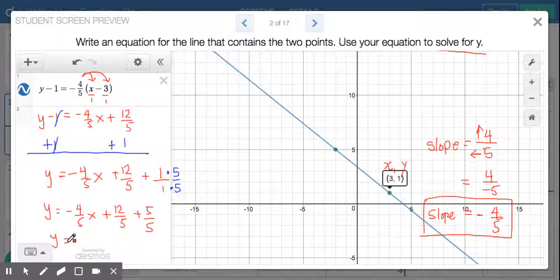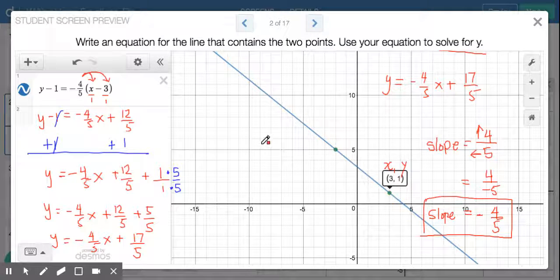Now we can simplify because they have the same denominator already. So we can combine the two. Negative 4 over 5x plus 12 plus 5 is 17, so 17 over 5. Therefore, the equation is y equals negative 4 over 5x plus 17 over 5. This is the y form. When we solve for y, this is what we will get.